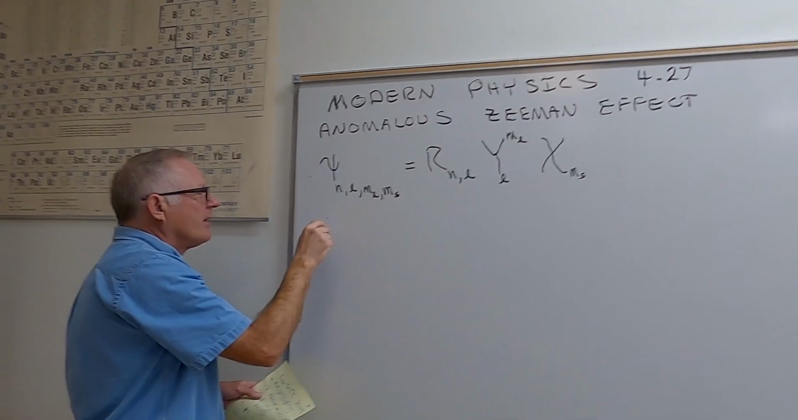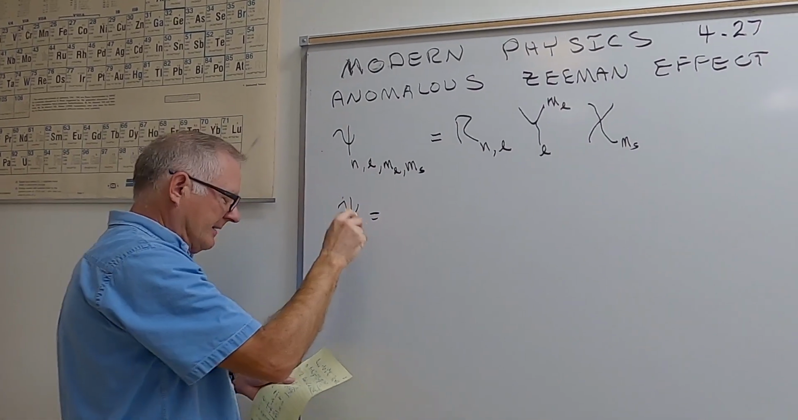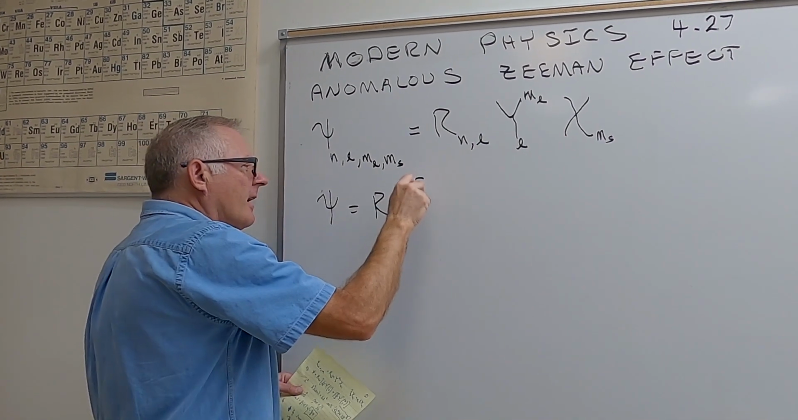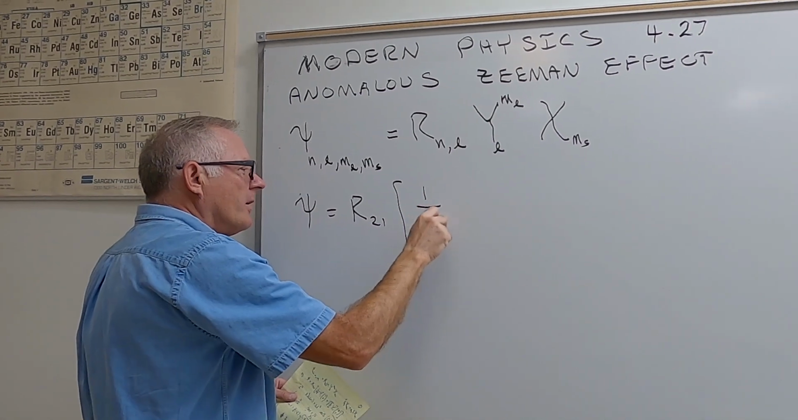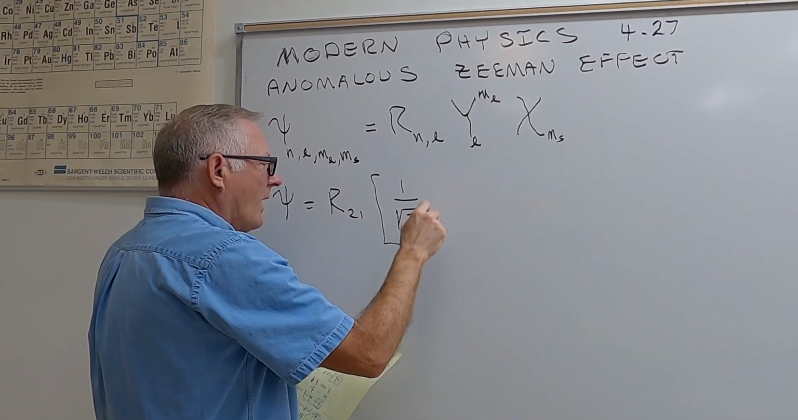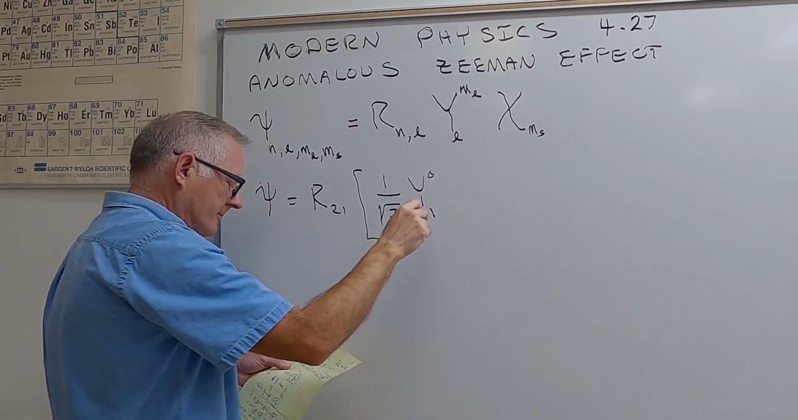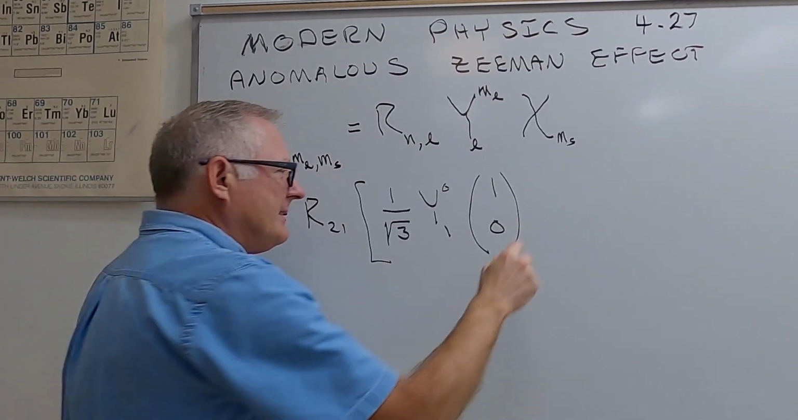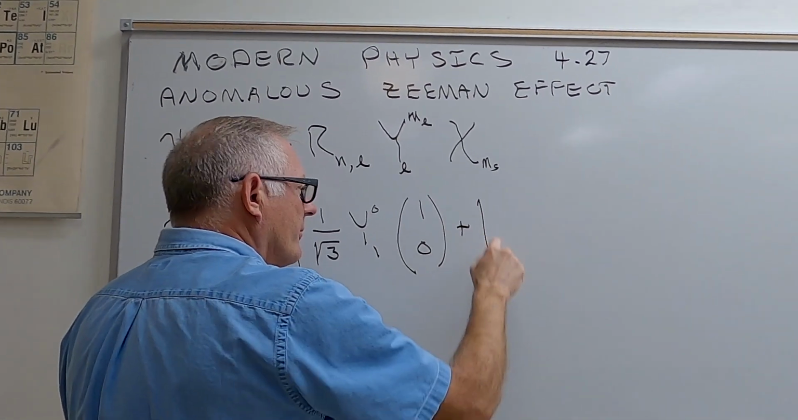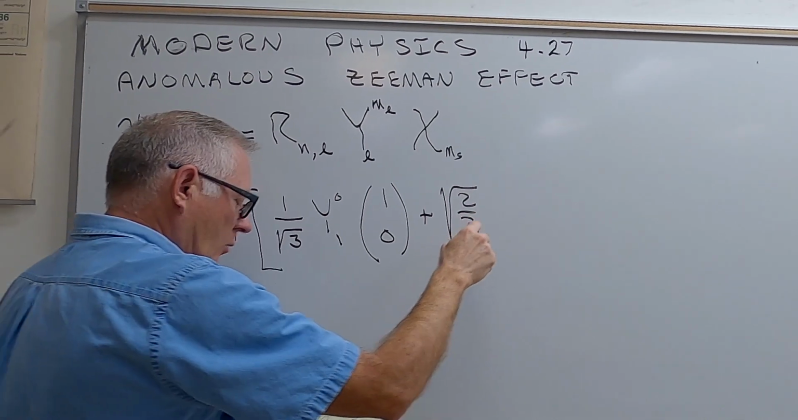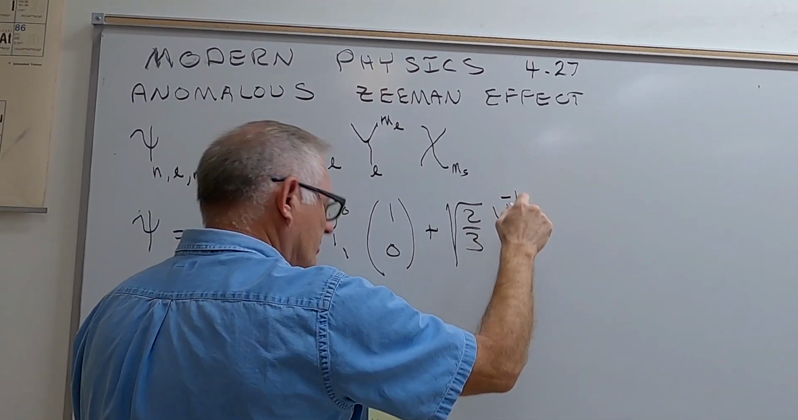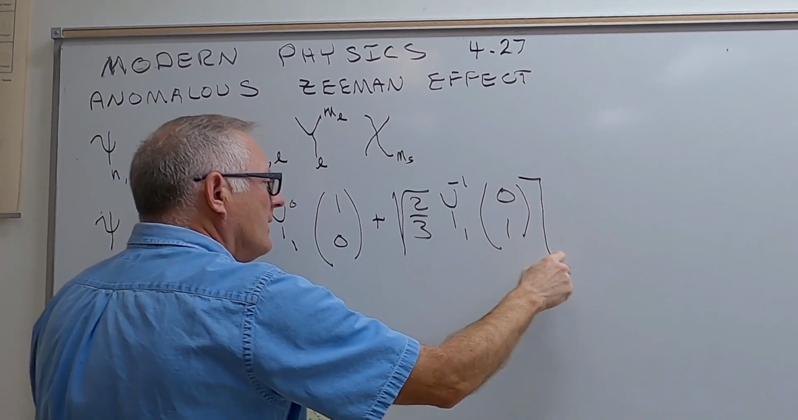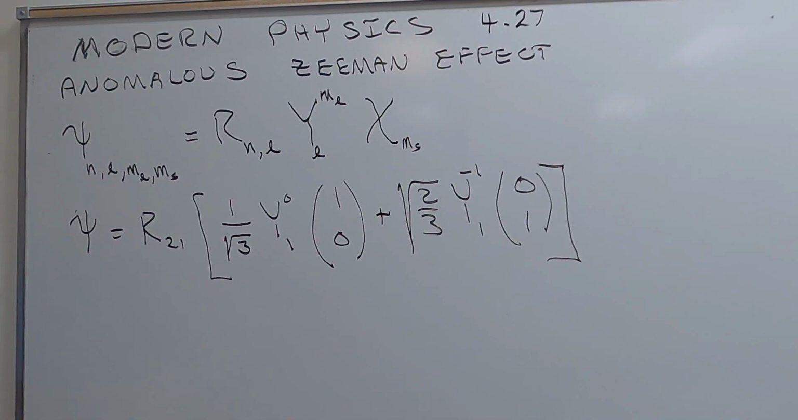So let's say we're given some function, an example. Suppose it's R21 times 1 over the square root of 3, Y10, and then let's make it the up state, plus the square root of 2 over 3, Y1 minus 1, the down state. Suppose that was our psi right there.